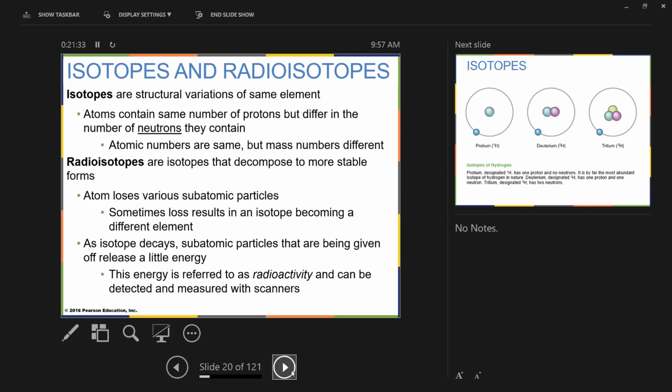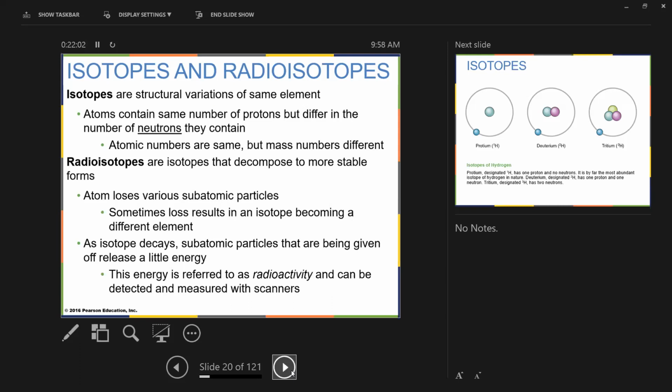The atomic numbers are always going to be the same on an isotope. Carbon, for example, always has an atomic number of six. The protons don't change, the electrons don't change, but its weight can change. The most common form of carbon has an atomic weight of 12, but there is a variation called carbon-14. And in between that, there's a carbon-13 too.